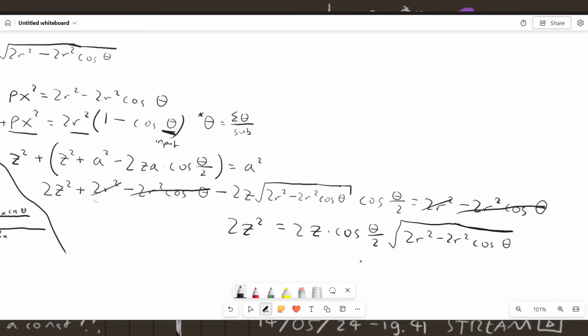Okay, now we do the same thing again, so now we only have a z. So that's the entire thing. So z pz equals cosine theta over 2 square root of 2r squared minus 2r squared cosine theta. There it is.